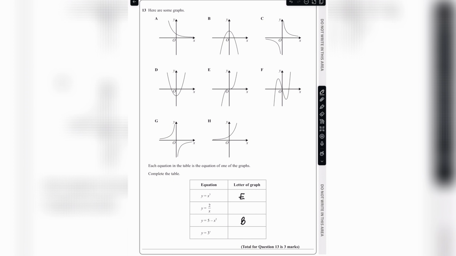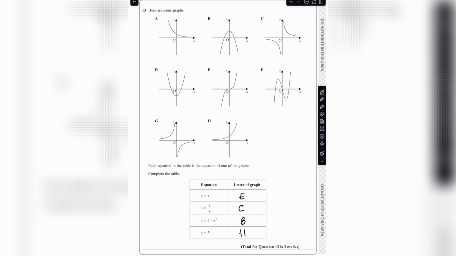And for the last two equations, we're going to start with y equals 2 over x, which is an inversely proportional equation. So this means that as x increases, y decreases, giving us graph C. And finally, for y equals 3 to the power of x, that's an exponential curve, so that would be graph H.